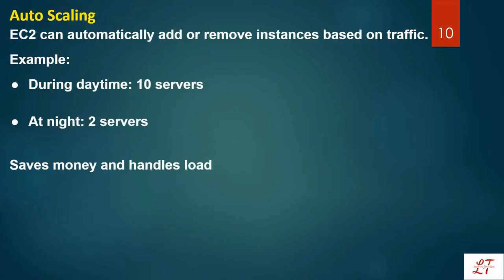So coming to auto scaling, you can configure EC2 in such a way that you can automatically add or remove instances based on the traffic. For example, if there's 10 or more traffic coming, you can automatically scale up the EC2. And when there's less traffic, you can automatically scale down the EC2 servers. So it saves a lot of money and handles the load.